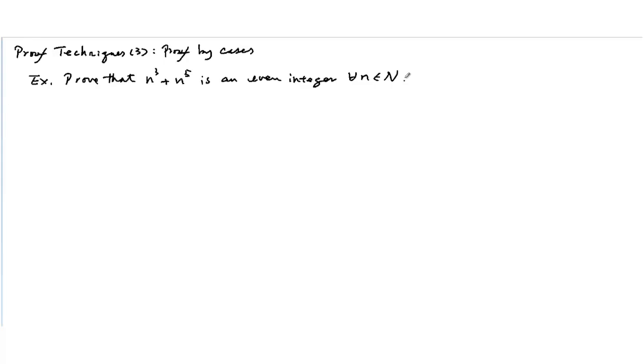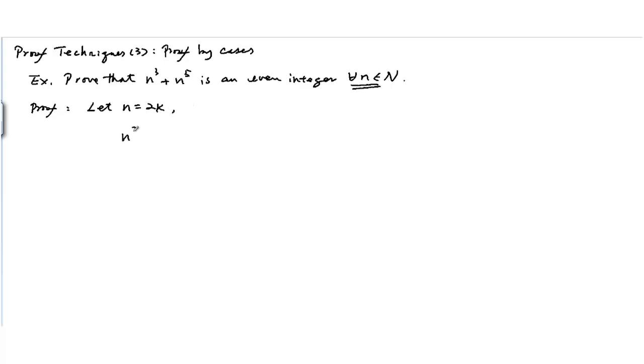So every natural number is either odd or even. Therefore, we may consider two cases. First, n equals 2k. Any even number can be written as 2k.